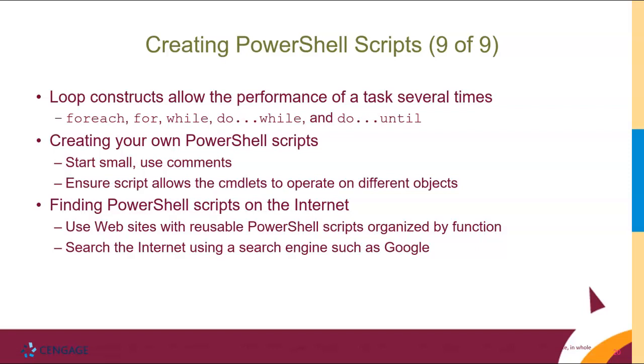And the most important thing with for loops and foreach loops is to start small and then use comments so that you know where it's at. Ensure that the script allows the commandlets to operate on different objects. And most importantly, it's always easy to find an example on the internet and then adapt that to your situation. There are so many people that use PowerShell now. It's out in the wild, and it's been for a long time. So it's really easy to find examples, which is kind of what we're going to do for our Lab 10-1. We're going to find an example online, and then implement that in our lab.